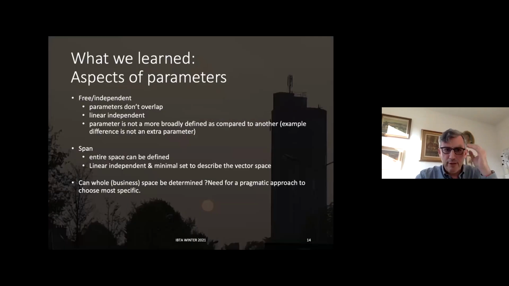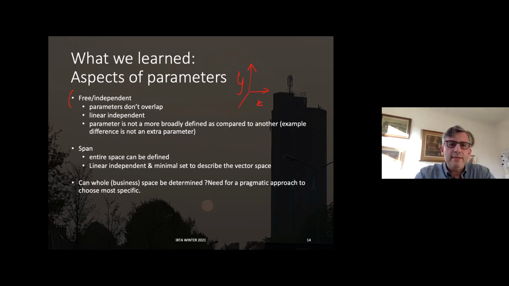So what we learned was that we created a method to be more precise in defining the parameters: they have to be free and they have to be independent. Let me try to, it's red. Okay, so free means they have to be independent. It's like you have XY codification, and you're sure X and Y are independent of each other, and also free of each other.